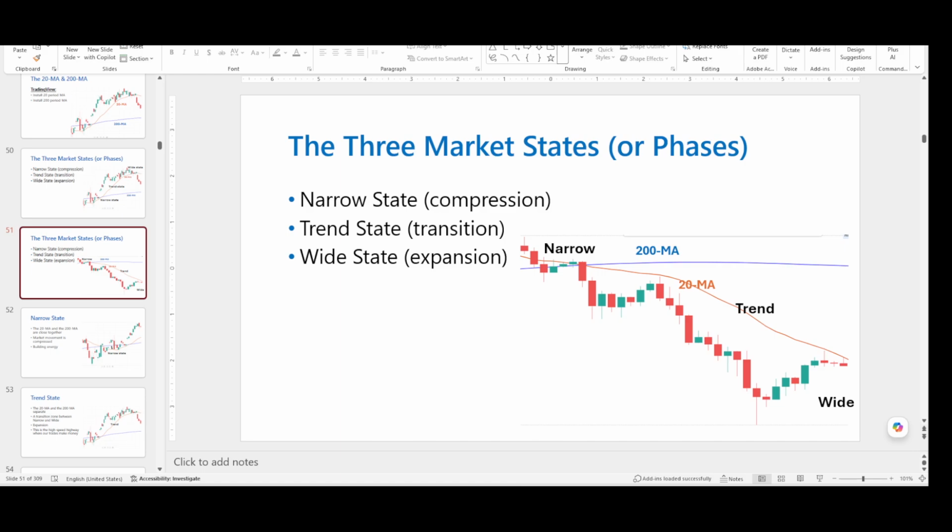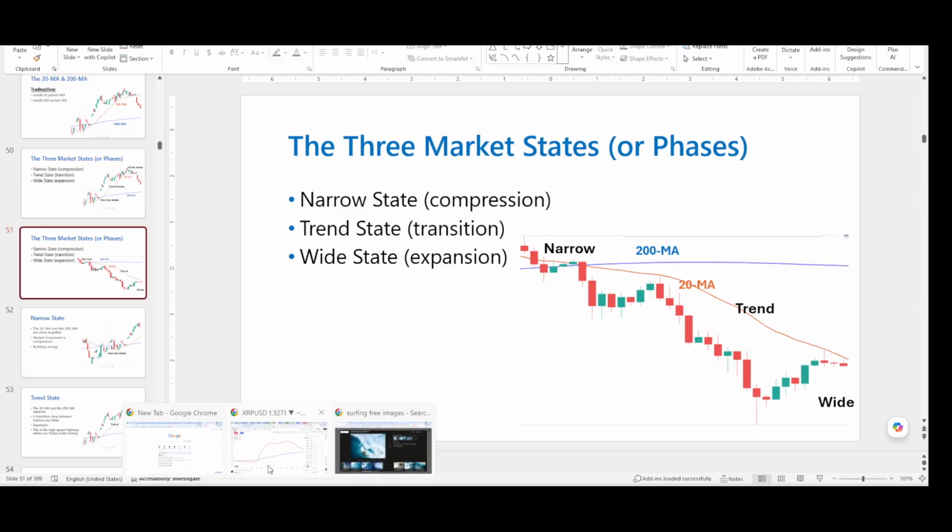All right, traders. So this is going to be a lesson on the narrow state. Now, there are three states that the market goes through, and it's constantly going back and forth through these three states. And we're going to learn about all three of these in this set of lessons. We're going to focus on the narrow state today. So it goes through the narrow state, the trend state, and the wide state.